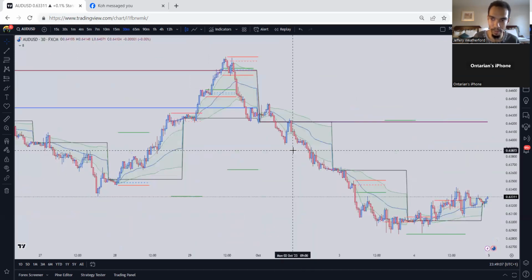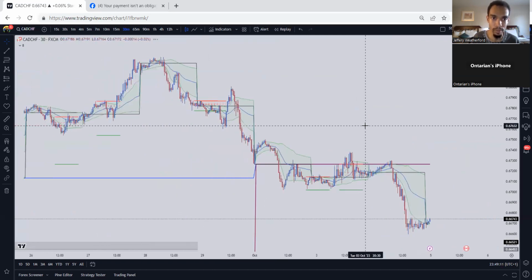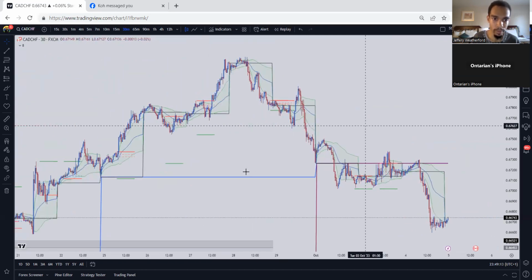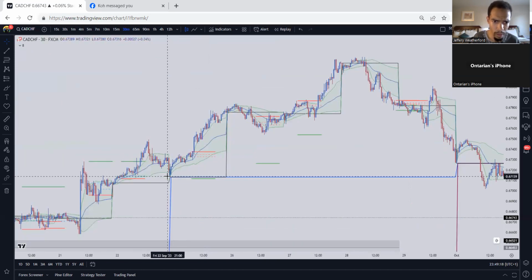So basically, in a nutshell, with this, we're waiting. Once we get a dotted blue line or a dotted red line, we're waiting for price to come back to hit that at least twice or close in that range before we enter.